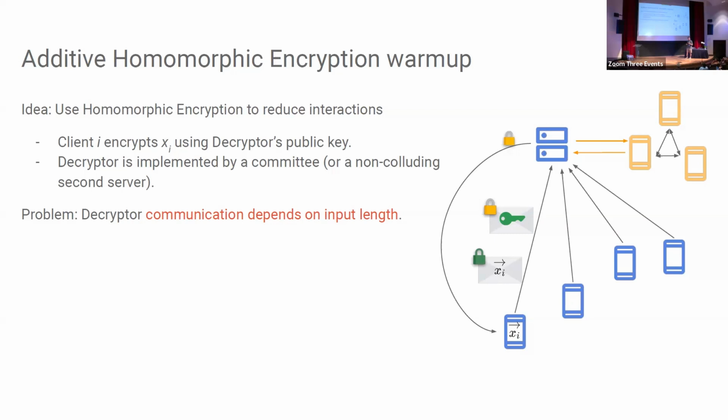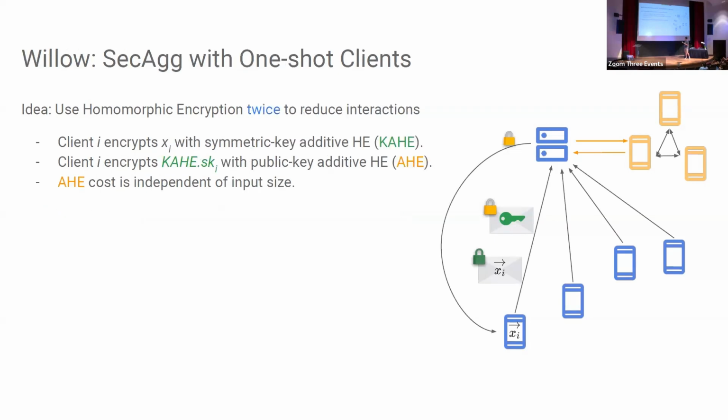The problem with this kind of protocol is that the additive homomorphic encryption is implemented by the committee, and the committee's work depends on the length of the input. So in order to reduce this communication cost, we use 2 layers of homomorphic encryption schemes, as in Armadillo in the previous talk.